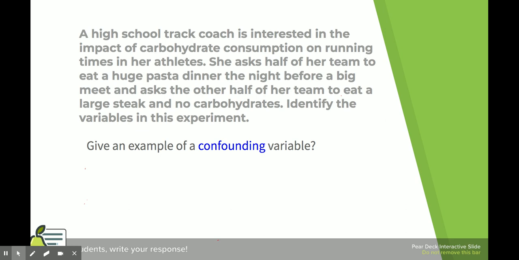So confounding variables, we could have lots more variation. It could have been anything else that could have affected running times. It could have been if athletes were sick. Were some more well-conditioned than others previous to this test? Did they sleep the night before? Did they have a bad breakup? Okay, lots of different things could be confounding variables, as long as you said something that could have affected the athletes' running times that is not related to food. Okay, and pretty much anything else could go.